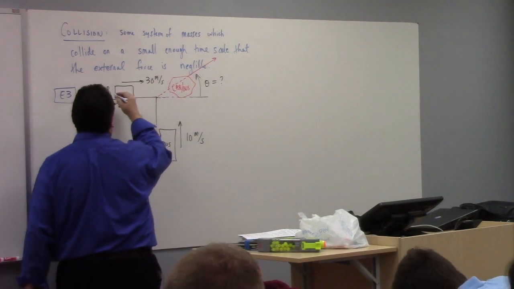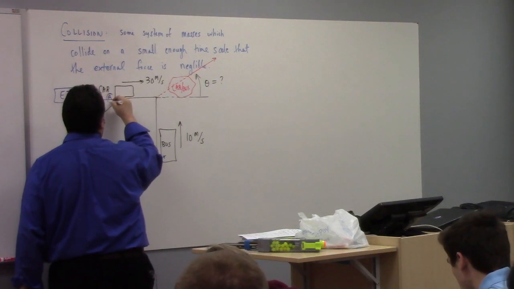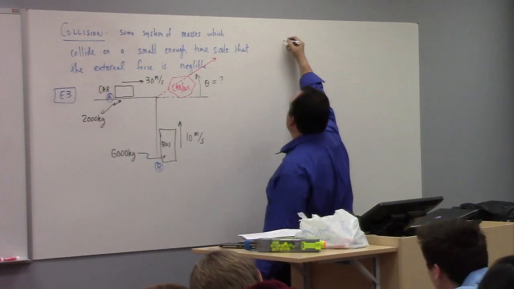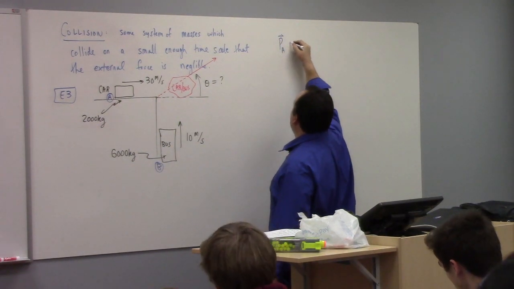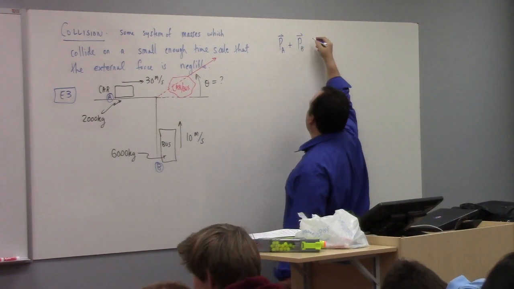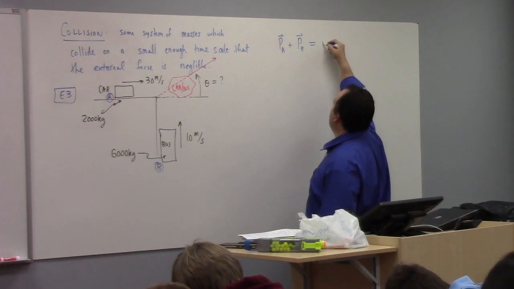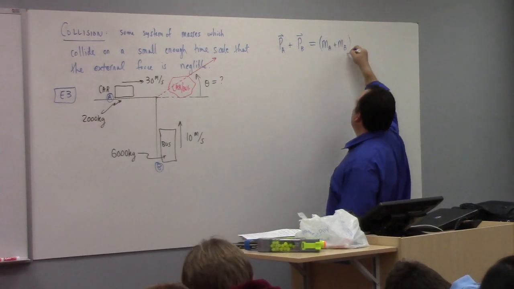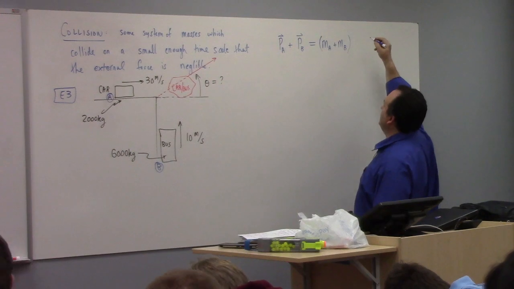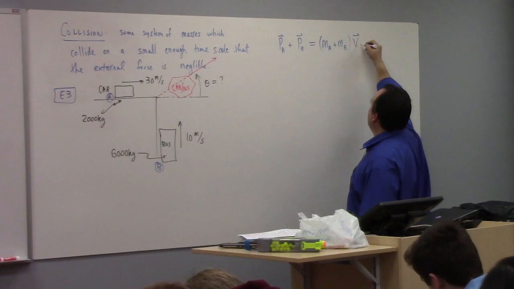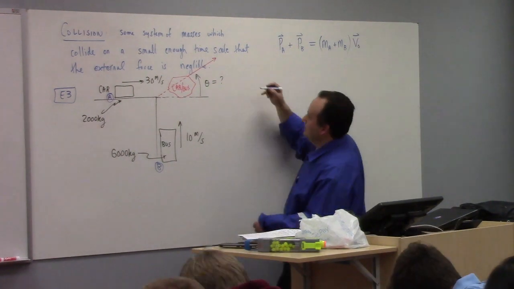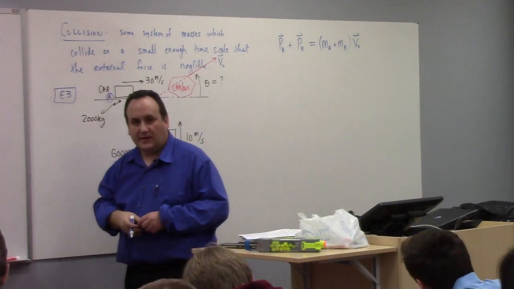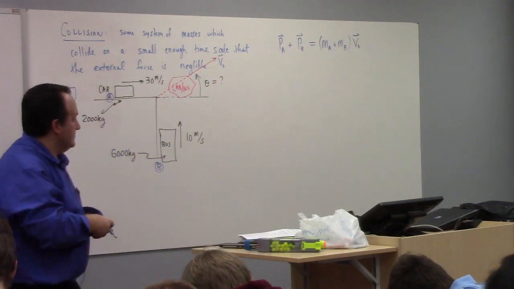All right, let's call this one A. Let's label this one B. Momentum conservation looks like this: the momentum of A plus the momentum of B is equal to, and we're going to assume mass is conserved here, the mass of A plus the mass of B, times the velocity we don't know. We don't know what the velocity right after the collision is. We'd like to figure that out. It's not hard though, we can do it.